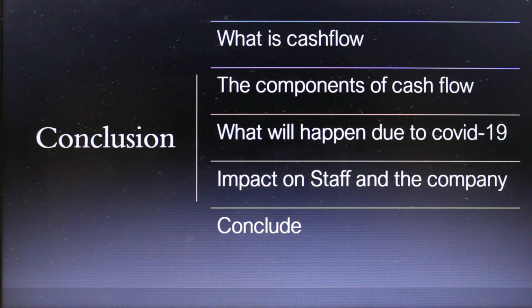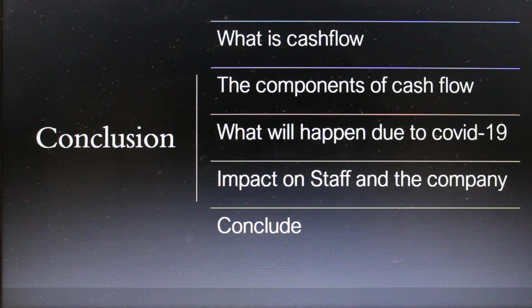Okay, so we've looked at what is cash flow. We've discussed it. We said cash flow is the money coming into the business and going out of the business, coming into the business via customers or loans, and also going out of the business via suppliers and the payments of those loans. So that's the main thing.